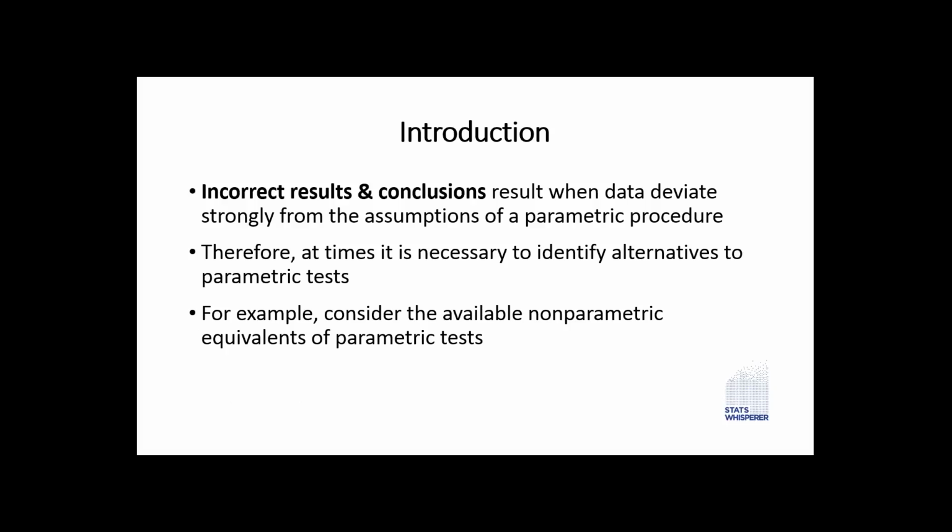So, first of all, the whole reason we're discussing this is that incorrect results and conclusions result when data deviate strongly from the assumptions of the parametric tests. So at times, like when the distribution is non-normal, like we just saw, you need an alternative way of testing, and that's where the non-parametric tests come in. So what you should do, and what we'll do, is consider not only the parametric test, but also the non-parametric equivalents to address this problem of not meeting those test assumptions.